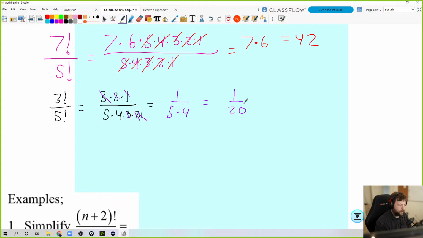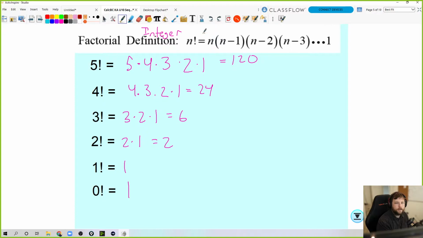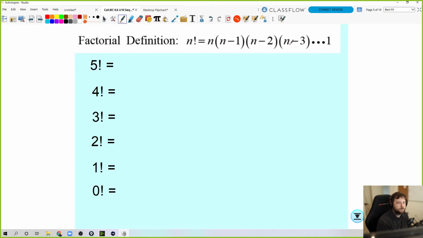Now, it's not always just numbers we do this with, and especially in calculus BC, we're going to have to deal with leaving it as n. So remember this formula. n factorial equals n times n minus 1 times n minus 2, n minus 3, dot, dot, dot, down to 1. So this is the generic form if n is some integer.